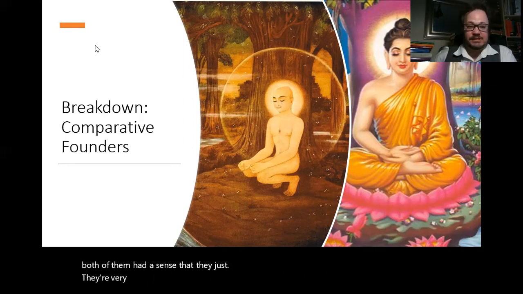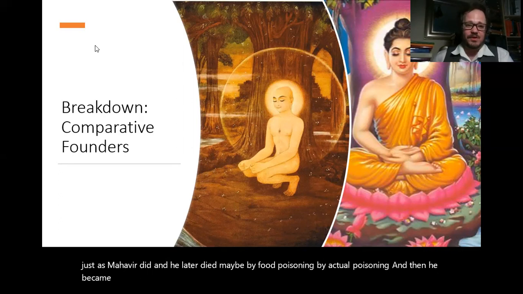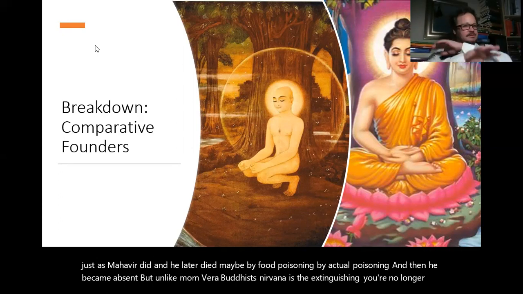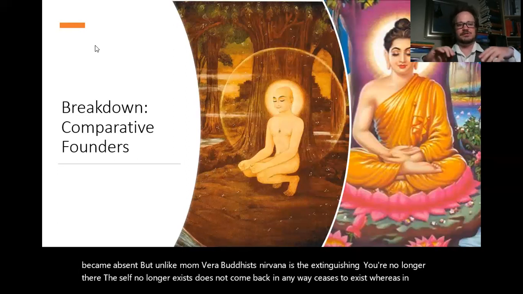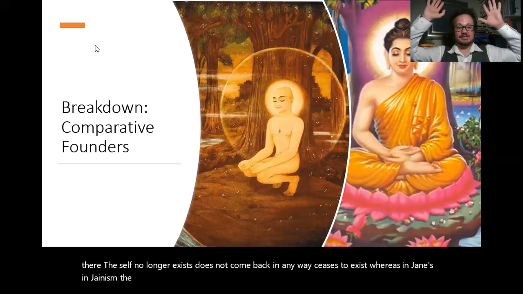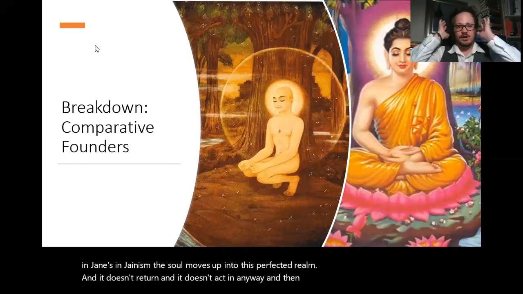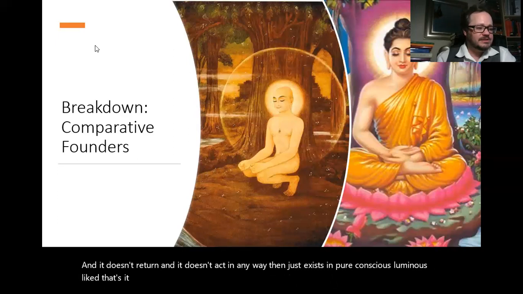The Buddha lived his life teaching, preaching, established a monastic order, just as Mahavir did, and he later died, maybe by food poisoning or by actual poisoning, and then he became absent. But unlike Mahavira, Buddhist nirvana is the extinguishing. You're no longer there. The self no longer exists, does not come back in any way, ceases to exist. Whereas in Jainism, the soul moves up into this perfected realm and it doesn't return and it doesn't act in any way, and it just exists in like pure, conscious, luminous light. That's it.